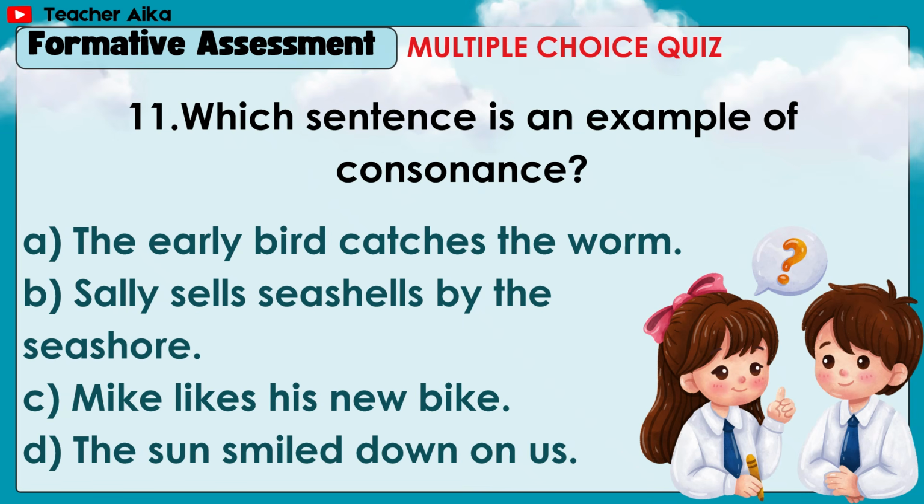Number 11. Which sentence is an example of consonants? A. The early bird catches the worm. B. Sally sells seashells by the seashore. C. Mike likes his new bike. D. The sun smiled down on us. Answer: C. Mike likes his new bike.